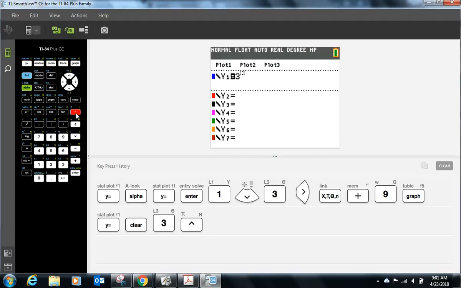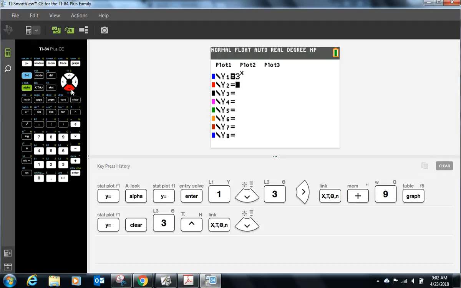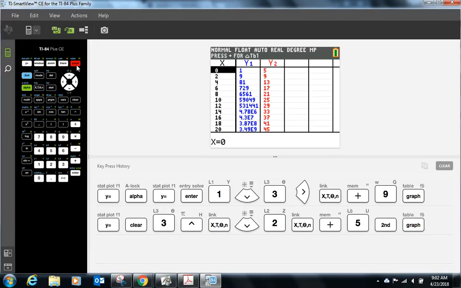So I got 3 to the x. And then I have 2x plus 5. Okay, go to your table. Why are mine going by 2s?